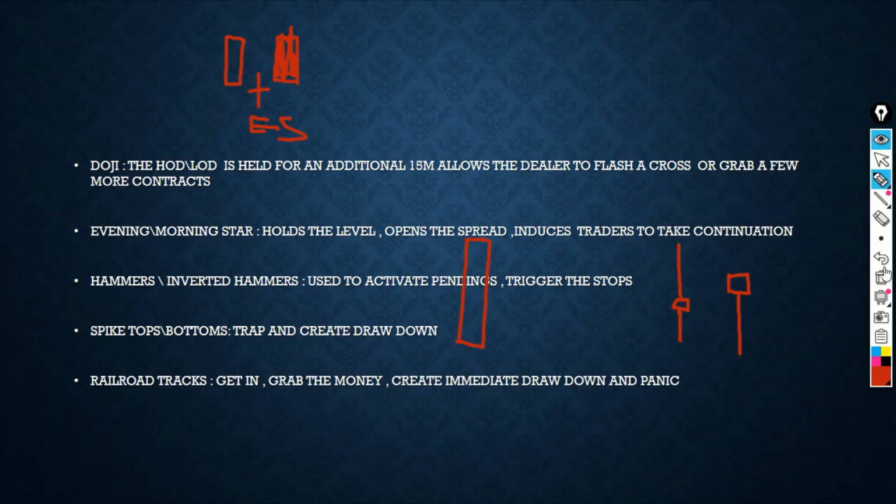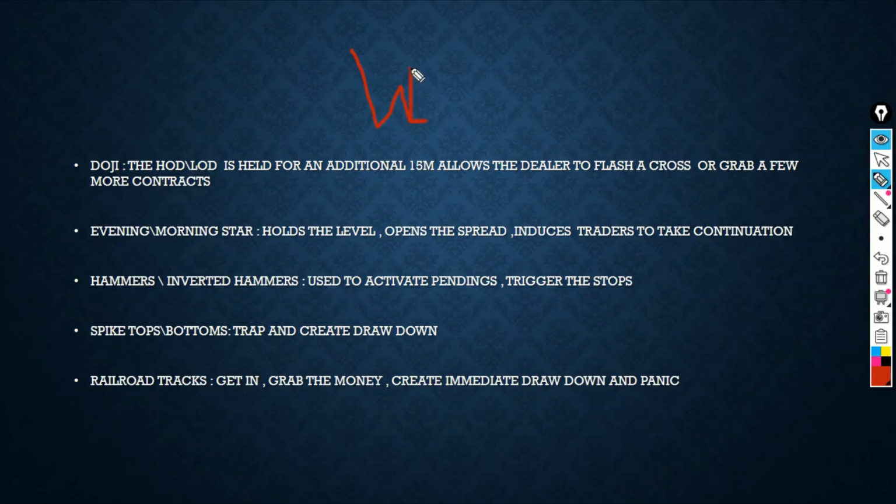Let me erase everything. You are at the low of the day. A spike bottom will look like this: a big green candle with a bigger wick. This wick induced people to sell, clearing the stop losses of everyone trying to buy in here. This is exactly what happened here. This is a spike bottom, and the spike top is something like this. The dealer trips increase drawdown immediately in one move.